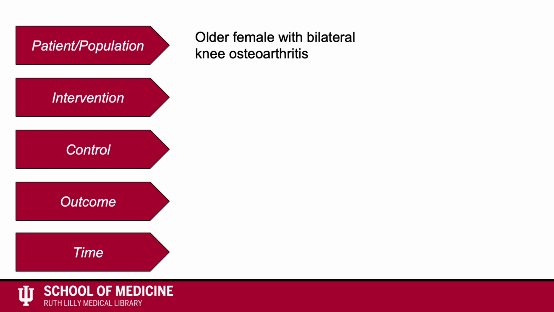Maybe we need to know their weight or their activity level. These are all things to think about at this stage. For the intervention, this is usually the new or the novel option, but not always. We'll look specifically at glucocorticoid injections. The comparison or the control is usually the standard of care, or it might be a placebo or nothing at all. It's going to be physical therapy in our case.